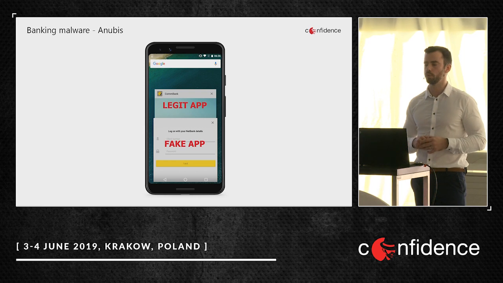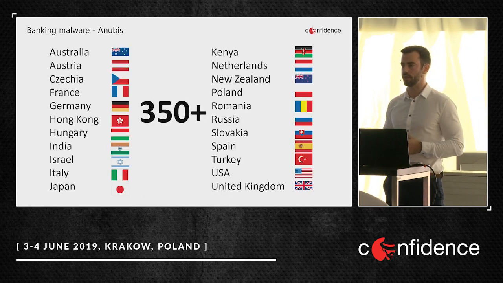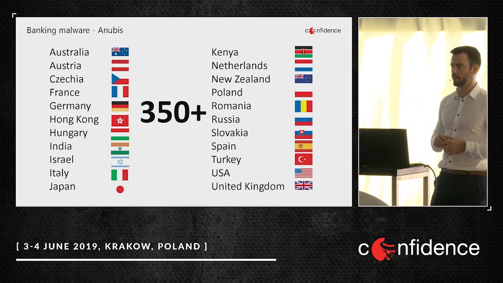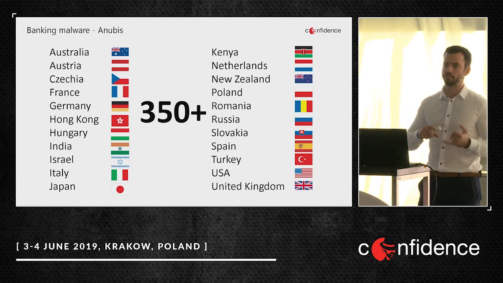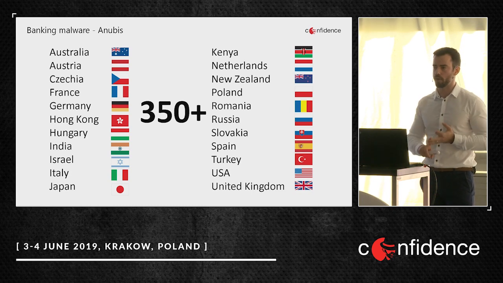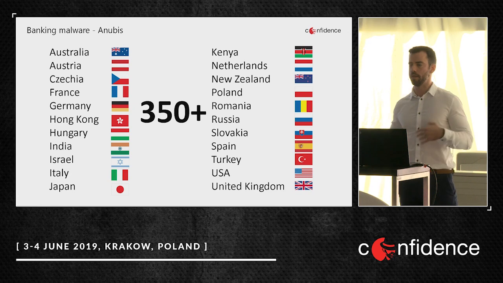Now let's move on to targets. Anubis targets over 350 mobile applications, where most of them are mobile banking apps from these countries. Besides the mobile banking apps, it targets financial apps, PayPal, shopping apps, Amazon, cryptocurrency exchanges, cryptocurrency wallets, email clients, social media apps, and many others.